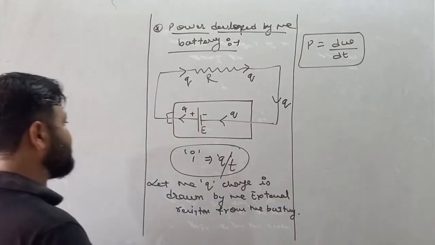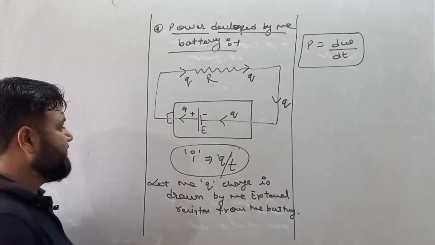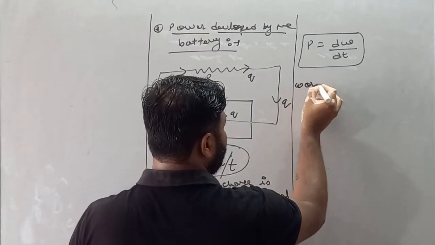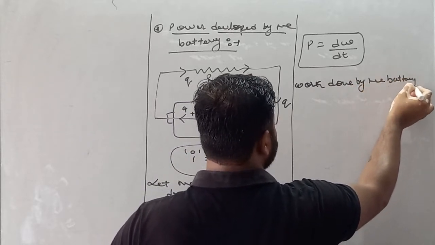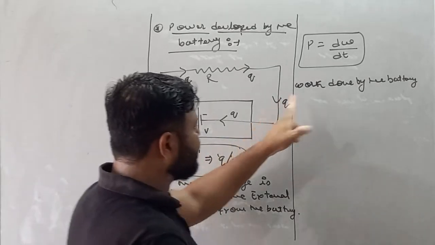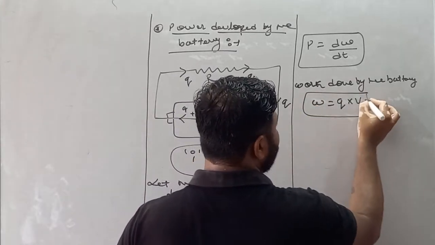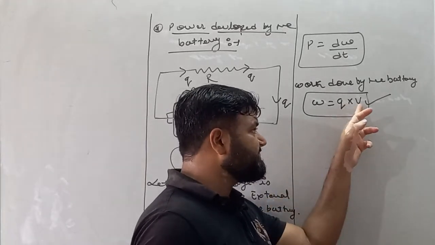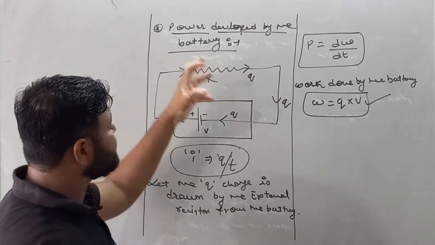Now see, this external resistor can draw Q charge from this battery whose potential is E. So work done by the battery: remember, let us consider the potential of the battery is V. So work done by the battery, there is a formula, W is equal to Q into V. Here V is the potential of the battery, and Q is the charge which is given by the battery.